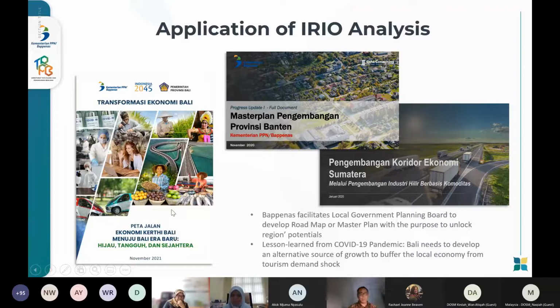For example, we assist the local government of Bali, because Bali is one of the most affected by the COVID-19 pandemic, because there was an extreme shock in tourism, which is the main industry in Bali. We also help the local government of Banten, which is in a very strategic position when the government expands the toll route in Java Island and Sumatra Island. So this is an example of planning and policy formulation using the ERIO table.